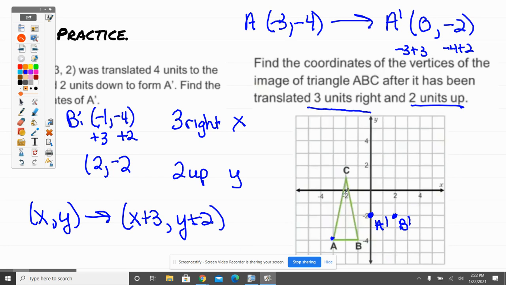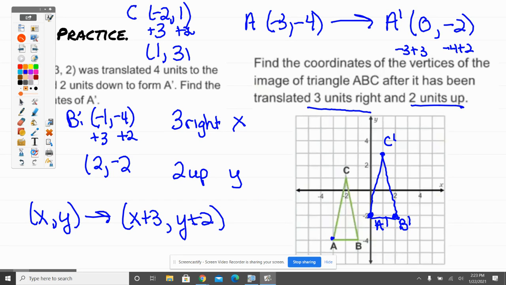And for C, C is at -2, 1. Remember, we're adding 3 to the x, so add 3 to the x, add 2 to the y, and you'll be at 1, 3. So if I go to 1, 3, that's where it is, and look, that's the new C. And guess what? If I connect the dots, I've translated or slid that triangle. Mine's a little messy, but you get the idea.